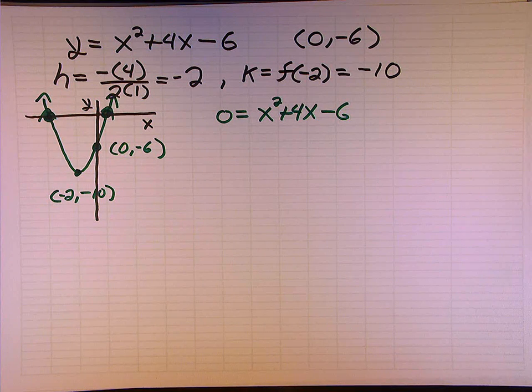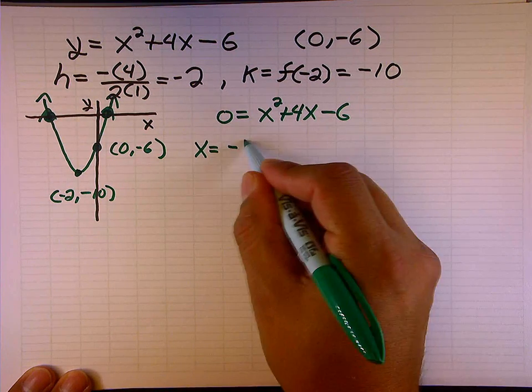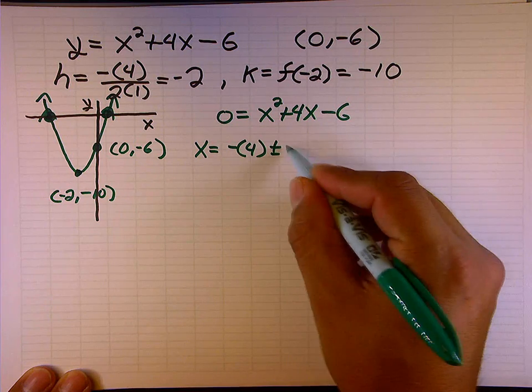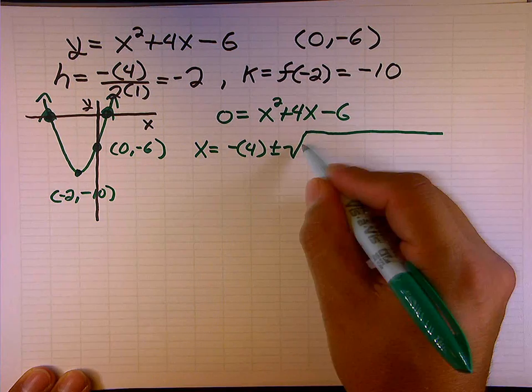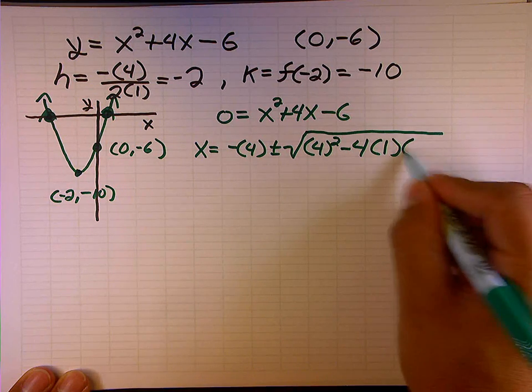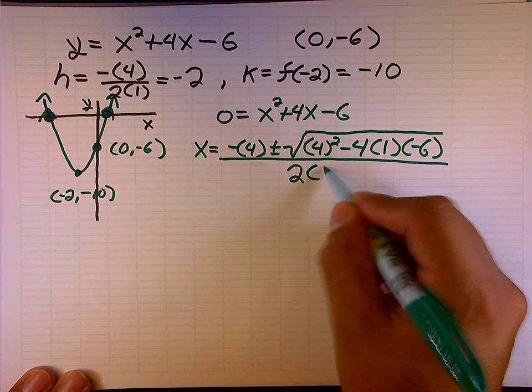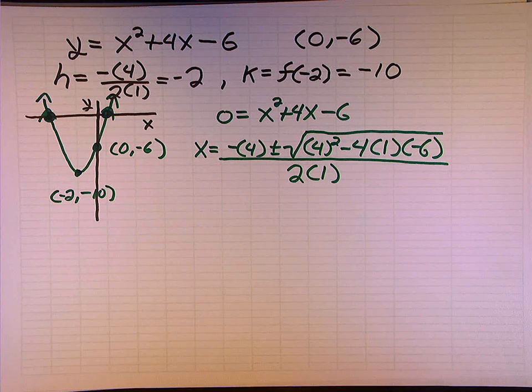When I plug in the 0 for the y value, I notice that this is the form that allows me to use the quadratic formula. So I'm going to utilize the quadratic formula. X equals negative b plus or minus the square root of b squared minus 4ac over 2a. Now, I'm going to name part of this radical.